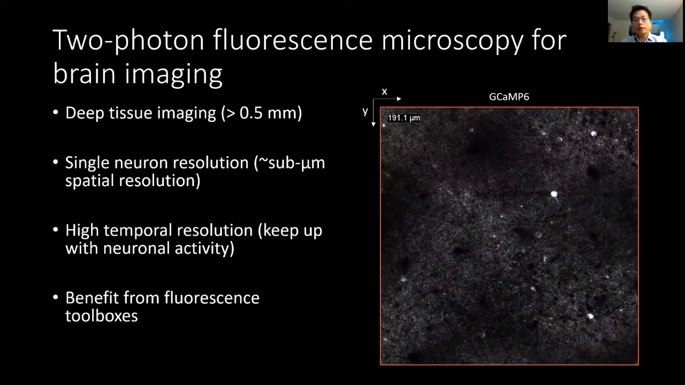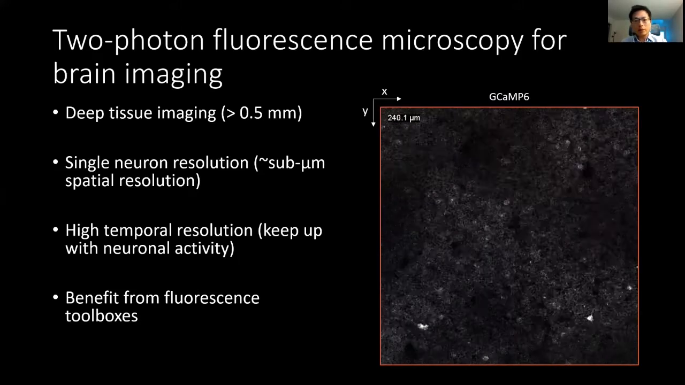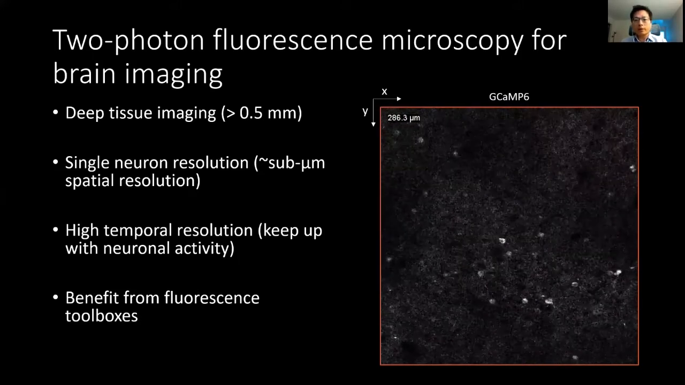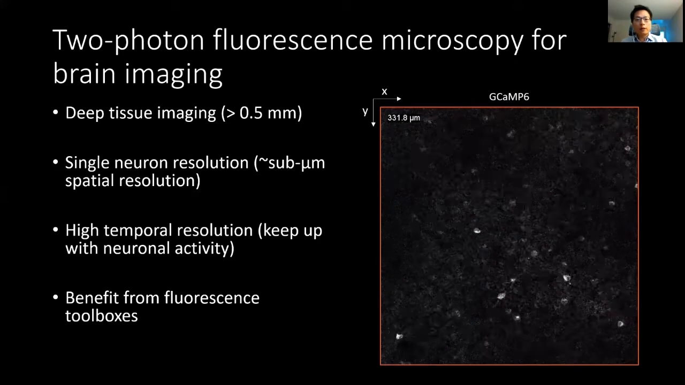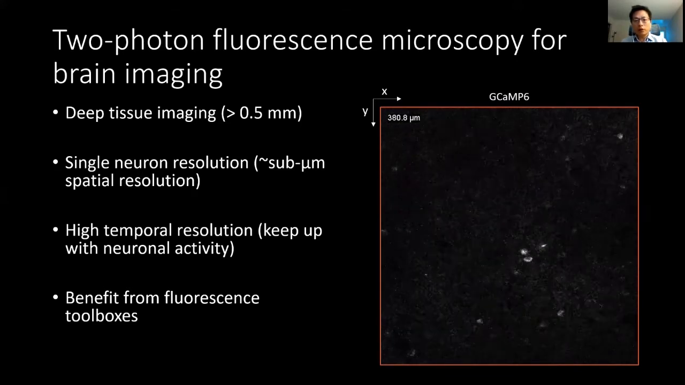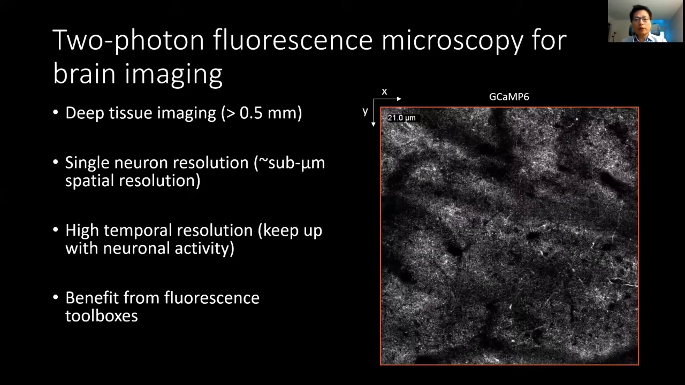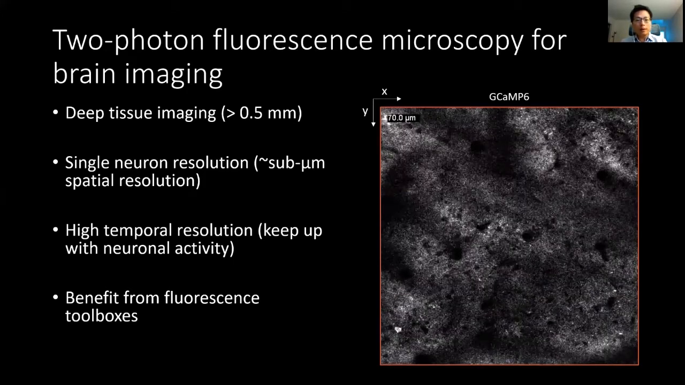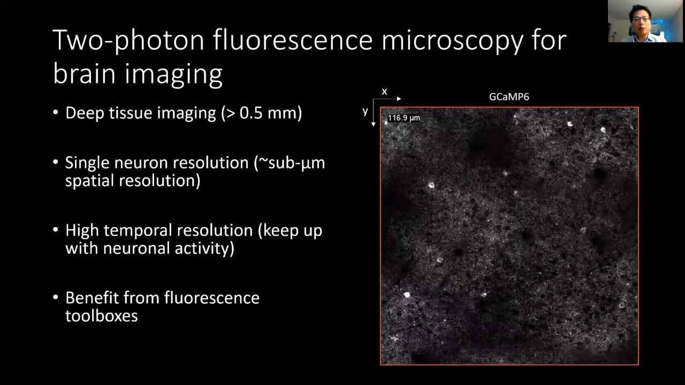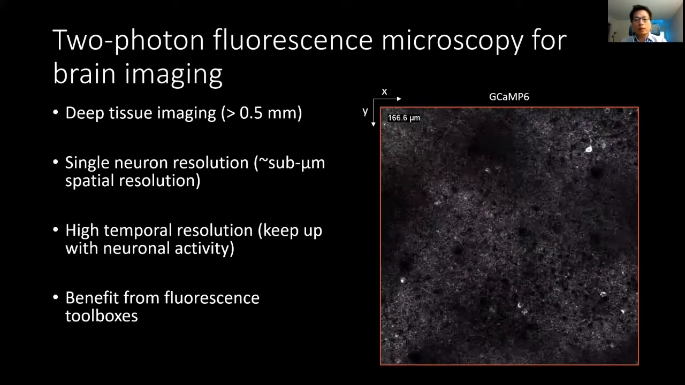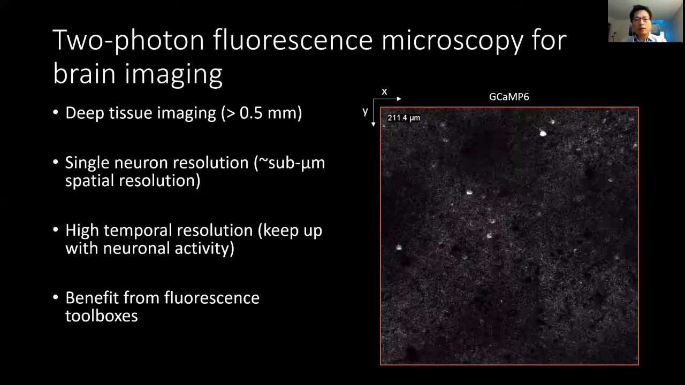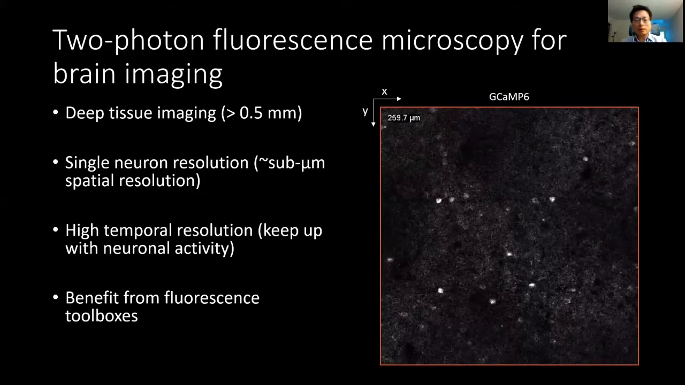In addition, two-photon microscopy is a kind of fluorescence microscopy. Its imaging contrast is from the genetically encoded fluorescence proteins or chemical dyes, and thus greatly benefits from the fluorescence toolbox that can specifically label several molecules in parallel and study their dynamics and interactions.